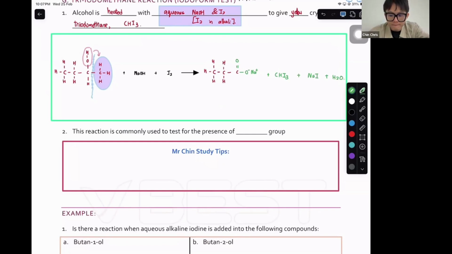Good, 6 NaOH. And that's how we balance it. Done.